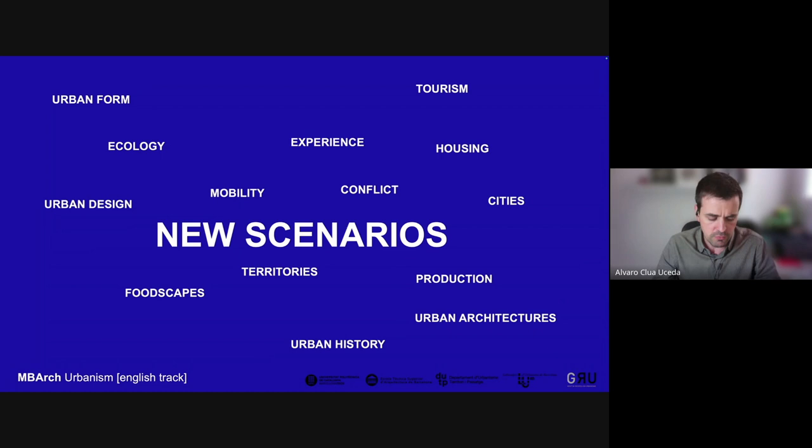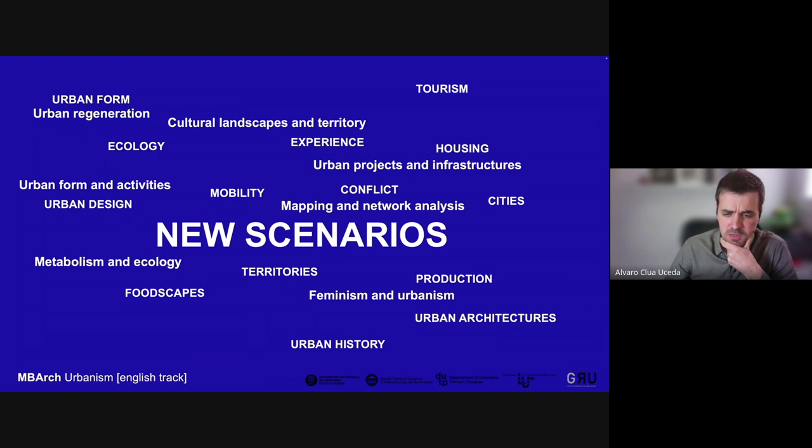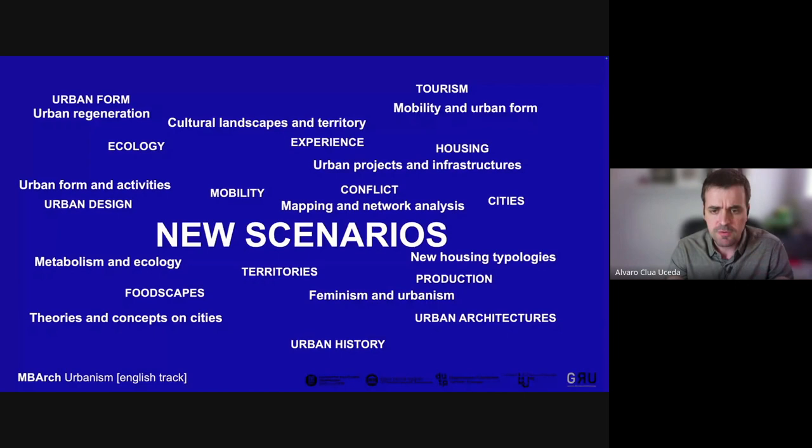And of course, we try to address topics like urban regeneration, urban form and activities, how they are linked, cultural landscape and territories, urban project and infrastructure, metabolism and ecology, mapping and network analysis, and also other issues like feminism and urbanism or new housing typologies. All these keywords are somehow organizing the different subjects and the different courses.